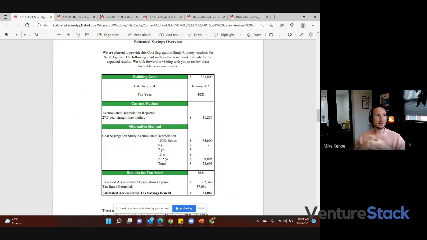Yeah, and another way to explain it that helps me understand it is the standard way, without doing cost segregation. The IRS is depreciating the entire building, the outside, the inside, everything within it, over 27.5 years if it's residential, 39 if it's commercial. So if you don't do anything, they're just depreciating everything all together, right?